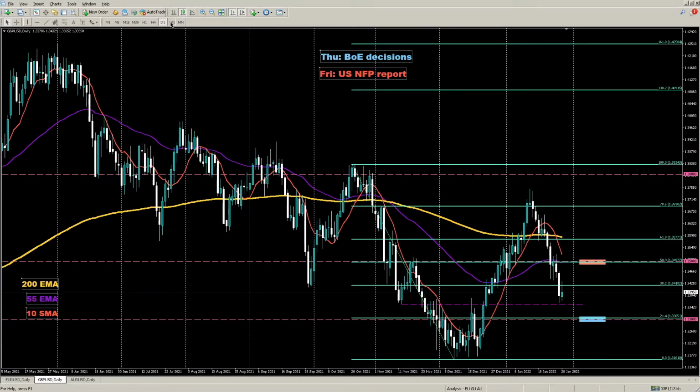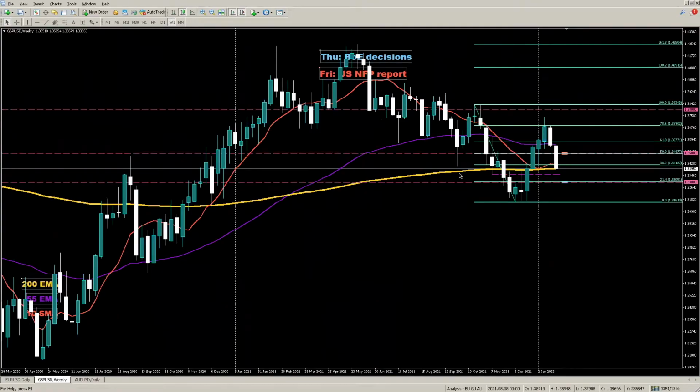Let's also look at the weekly time frame, and you can see that it's just holding on to the weekly 200 EMA, but it's looking bearish still, and that's a critical support level for it to hold on.